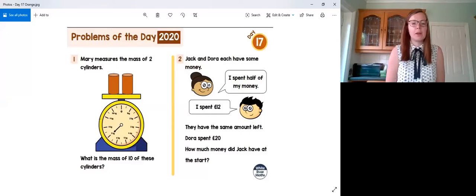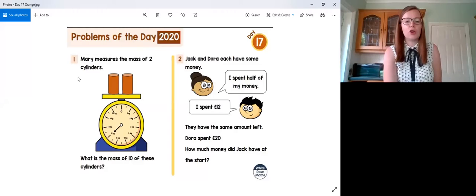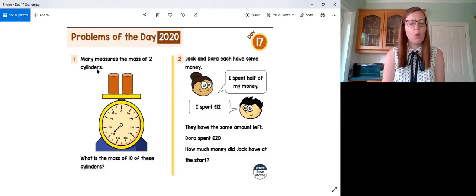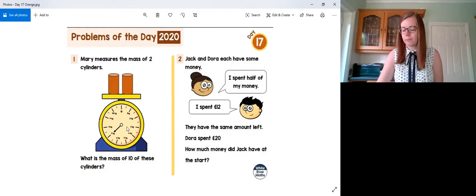So as we can see in the first question here, Mary measures the mass of 2 cylinders. So let's think what mass means. If we're measuring mass, we are measuring the weight of something, so how heavy those cylinders are. What is the mass of 10 of these cylinders? Now this one might be quite tricky for you to see in the video. If you're finding it hard to read the scales, I'll help you out by saying that each of the black notches here is 1 kilogram. So 1 kilogram, 2 kilograms, 3 kilograms, and so on.